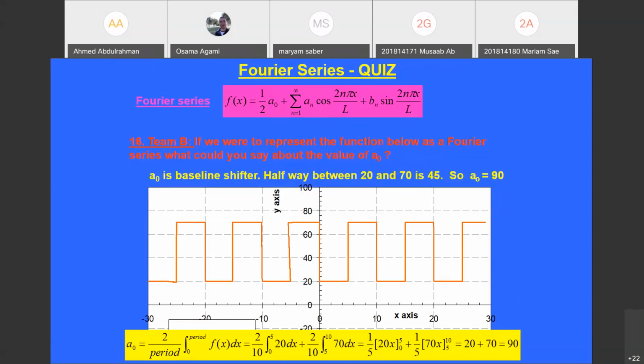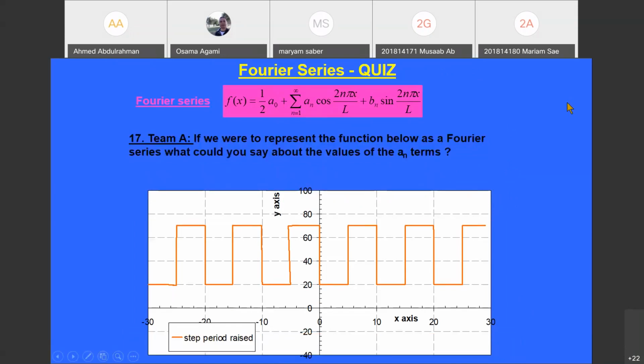Let's go for the male section. The same question, but different function. What is the value of A naught? I would like to hear somebody else out of Muhammad Ammar and Mus'ab.